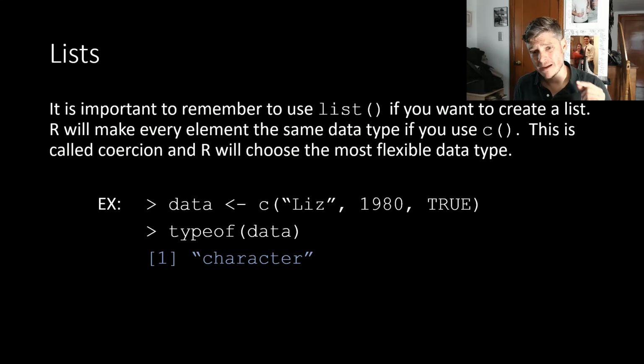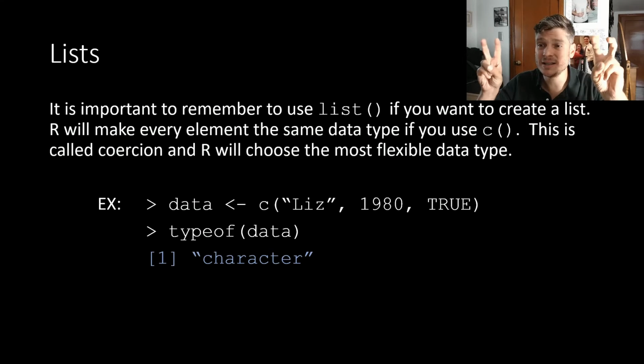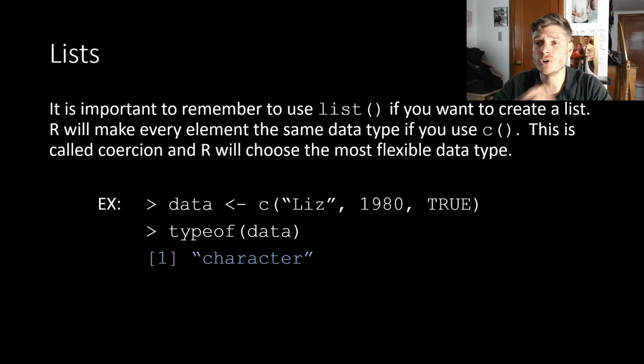And that's because, remember, vectors are only allowed to have one data type. And when we check type of on a vector, it's going to tell me that one data type. In this case, character is the most flexible data type that we can use, basically, as we have Liz there. So it's going to store Liz as a character in quotes, it's going to store 1980 as a character in quotes, and it's going to store true as a character in quotes, even though we wanted 1980 to be a numeric value and we wanted true to be a logical value. So again, it's very important to be careful about how we store our data, and remember, do we want a vector or a list for this particular application.